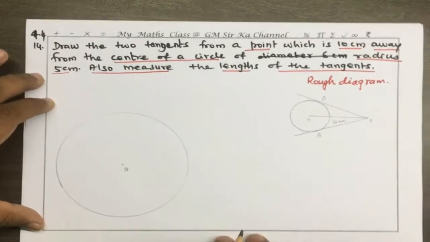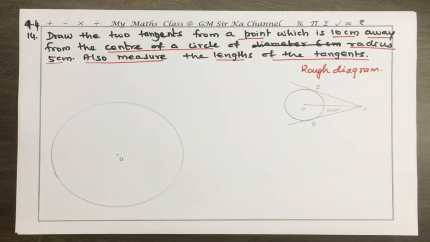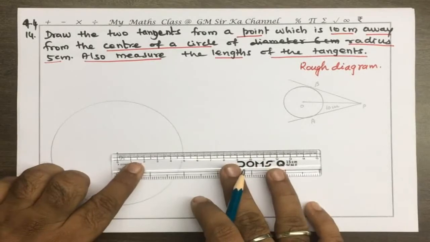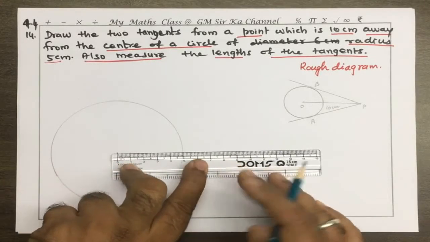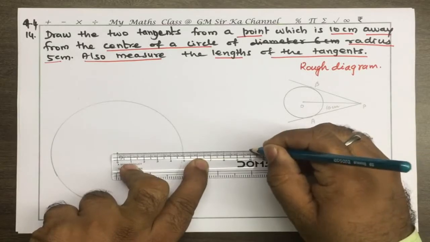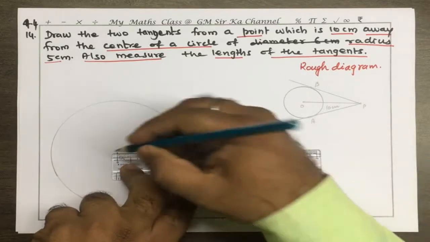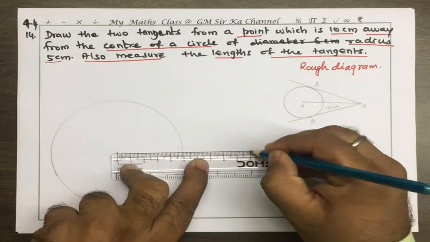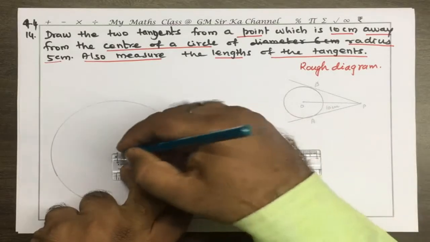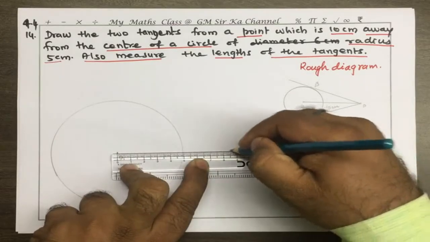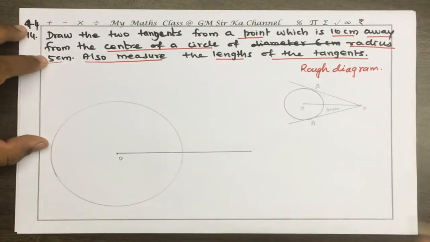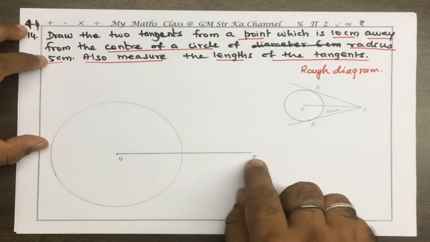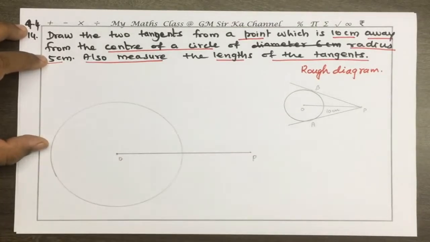and the point 10 centimeter from the center is taken, point at 0 and point at 10. We have to put the dot and join both the dots. Let the point outside the circle be taken as P. From that point we have to draw the tangent to this circle.